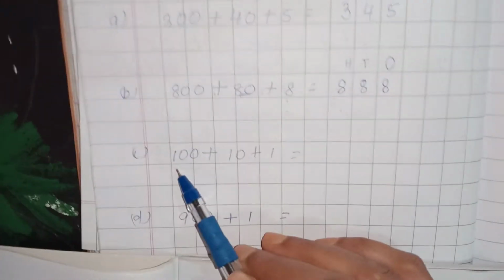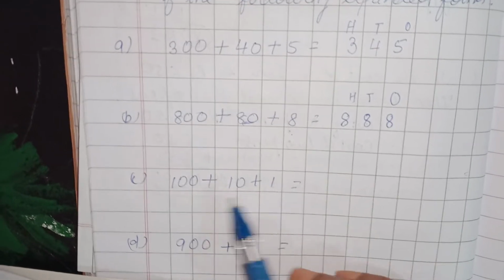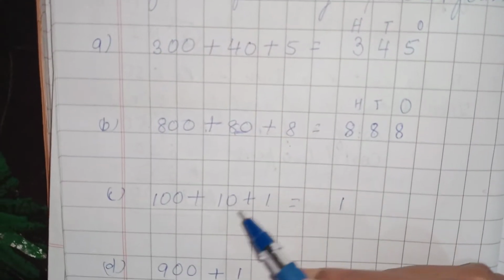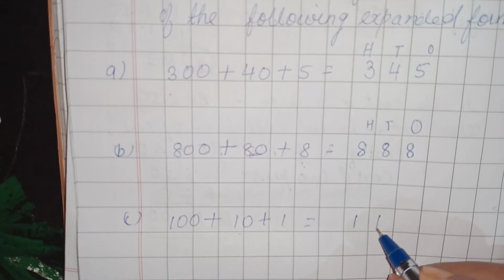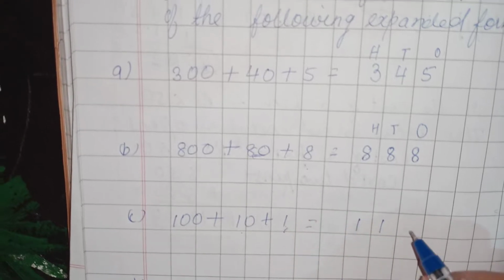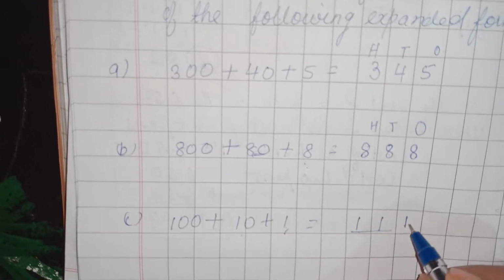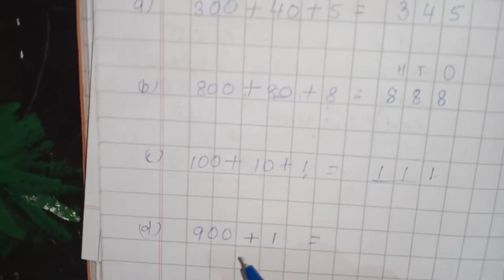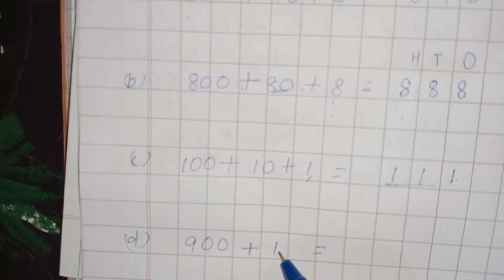Again here 100 plus 10 plus 1. What number will be made, children? 100 means 1 is in your hundred place. Again 10 is in your tens place. So 1 again in the tens place and again 1 is in your ones place. So the number that has been made is 111.